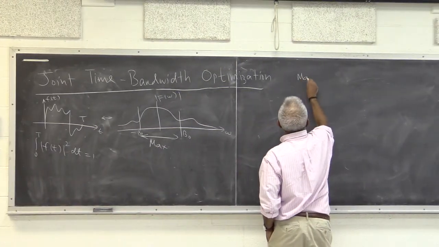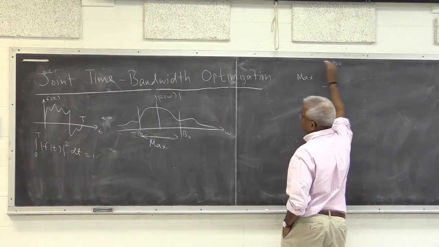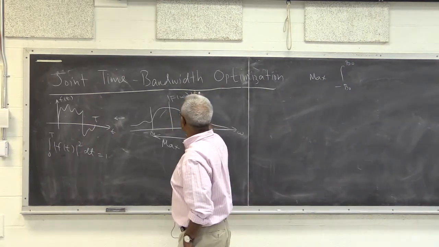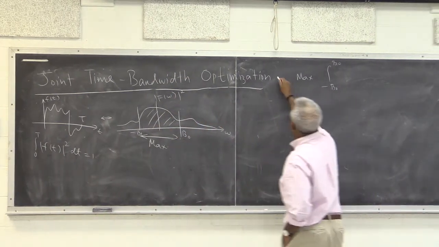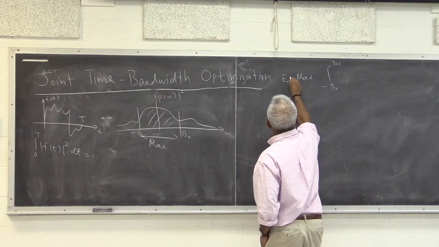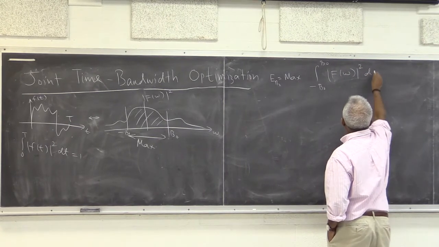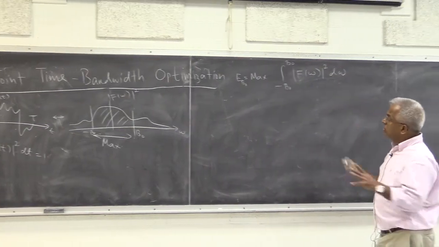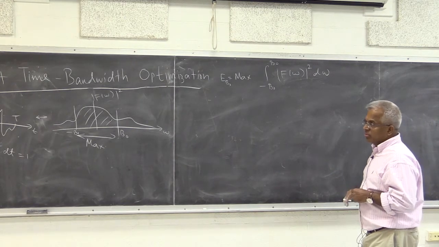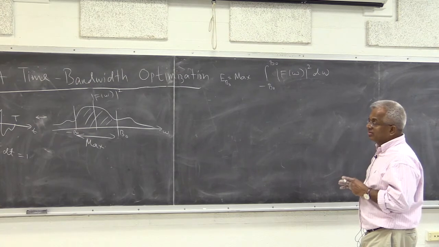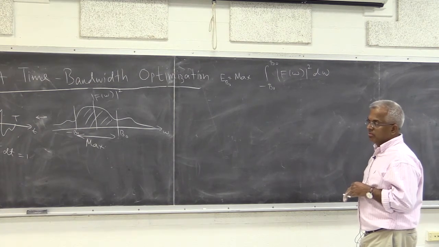So if you look at the total energy, the goal is to maximize the energy within this band. So energy is going to be this quantity, the square of |F(omega)|. So I'm going to call this E_B naught, which is the integral of |F(omega)|^2 d omega. I want to maximize that quantity by selecting the pulse. So the only restriction on the pulse is that it is a pulse of length t, and the shape is free. That's the only freedom we have.